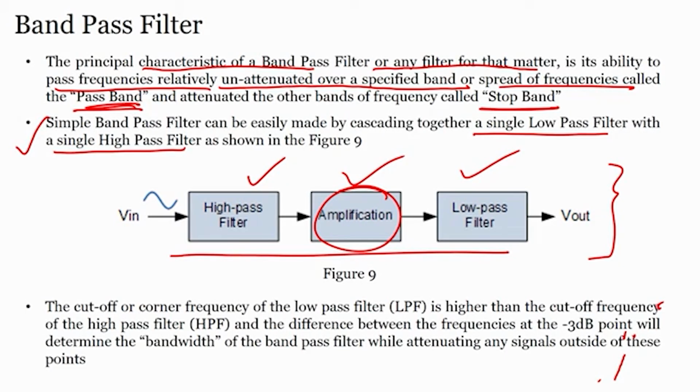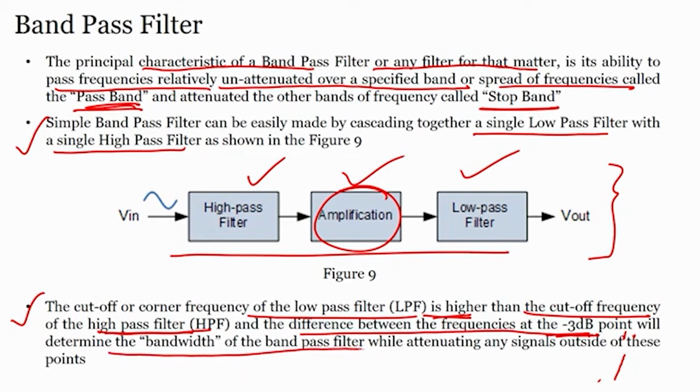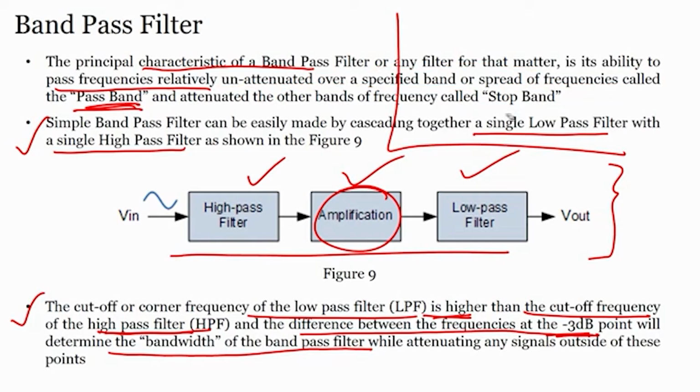Now, the cutoff frequency, point number 3. The cutoff frequency or corner frequency of the low pass filter is higher than the cutoff frequency of the high pass filter, and the difference between the frequencies at the minus 3 dB points will determine the bandwidth of the band pass filter. That means, if I draw a band pass filter response, I will have something similar to this.